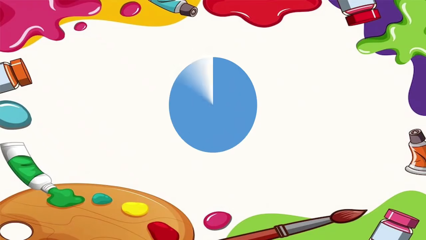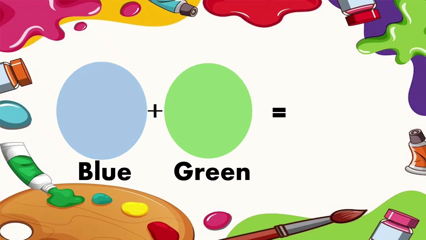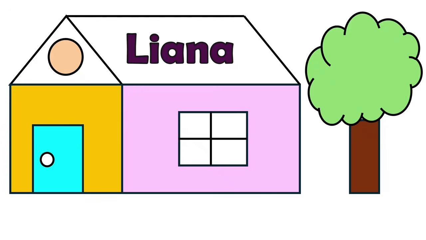We have this color again. Yeah, it's blue. Again we have green color. Let's mix blue and green color. Wow, such a beautiful color. Do you know the name of this color? Its name is turquoise. Let's paint it. Wow, this color is giving such a bright look to my painting. Let's try another color.